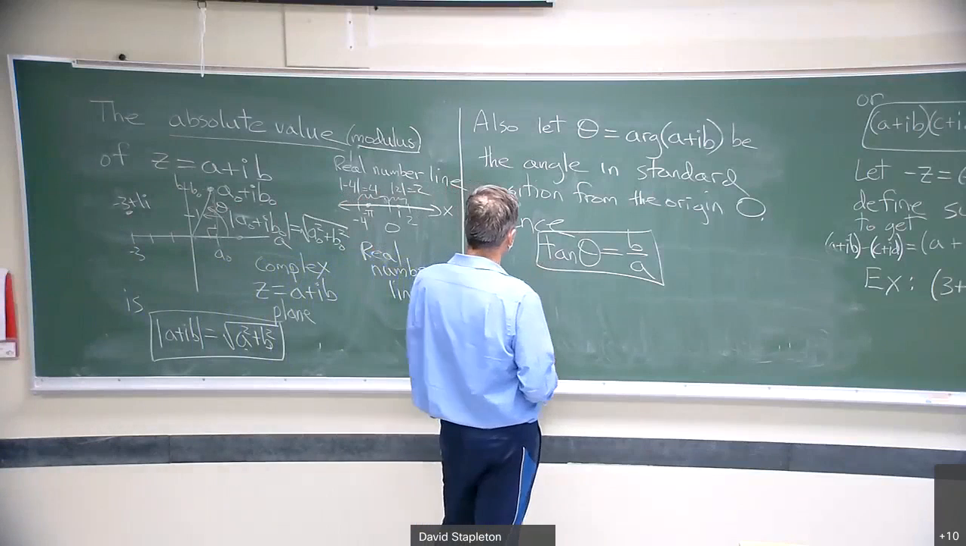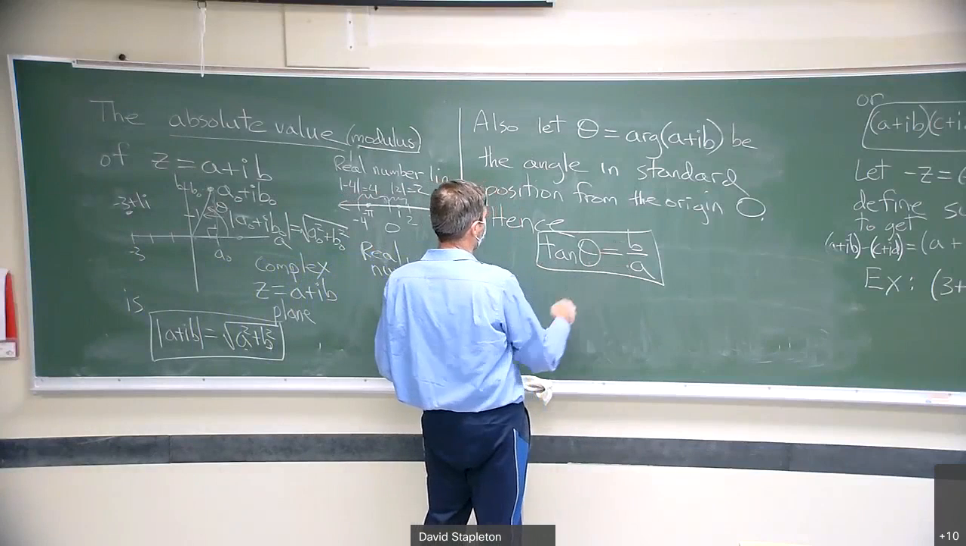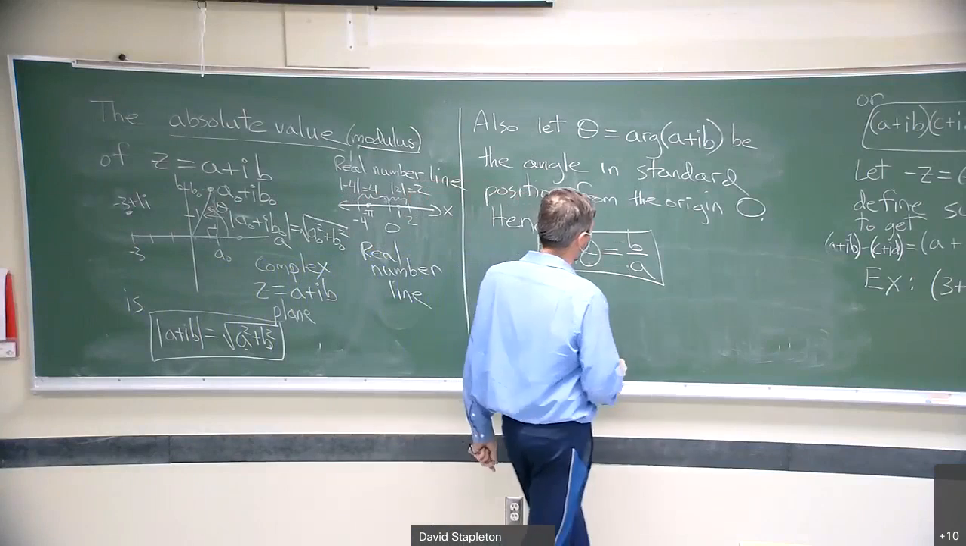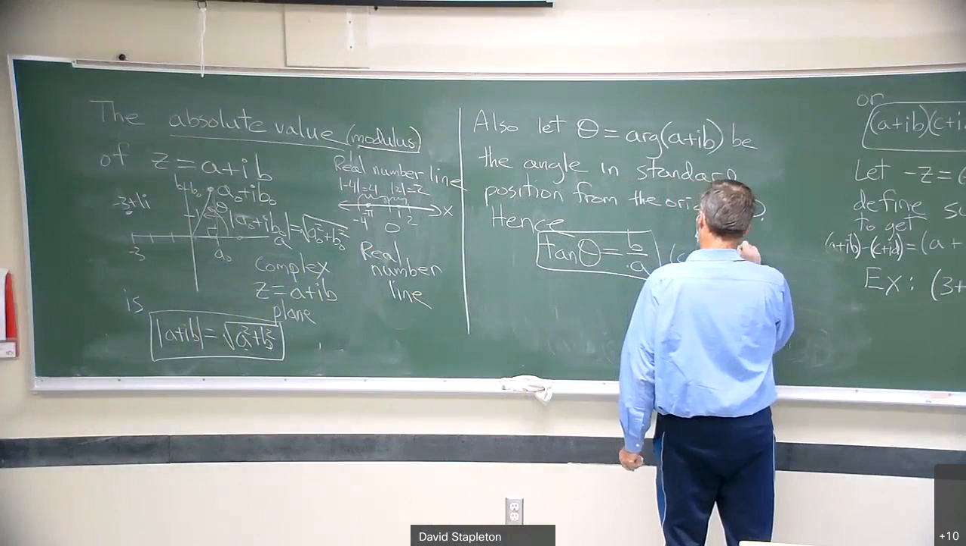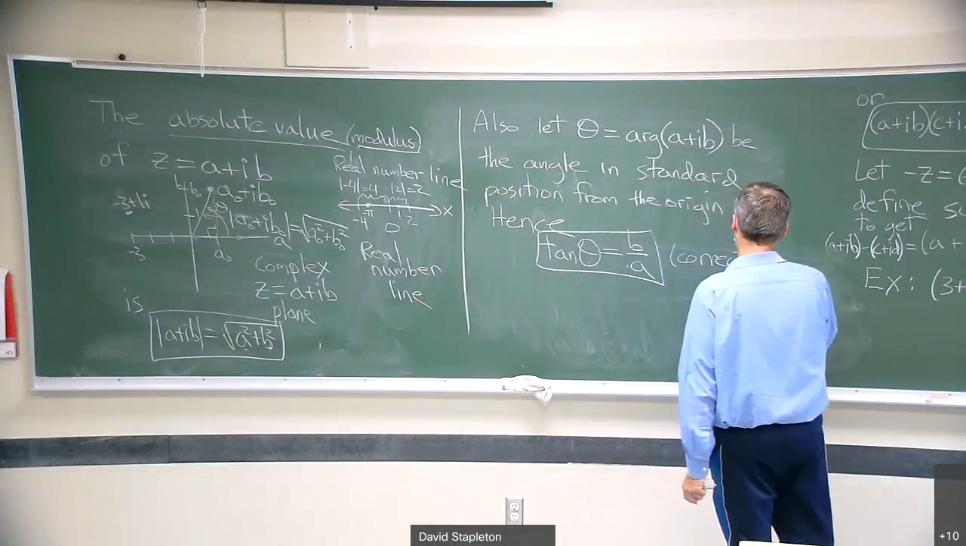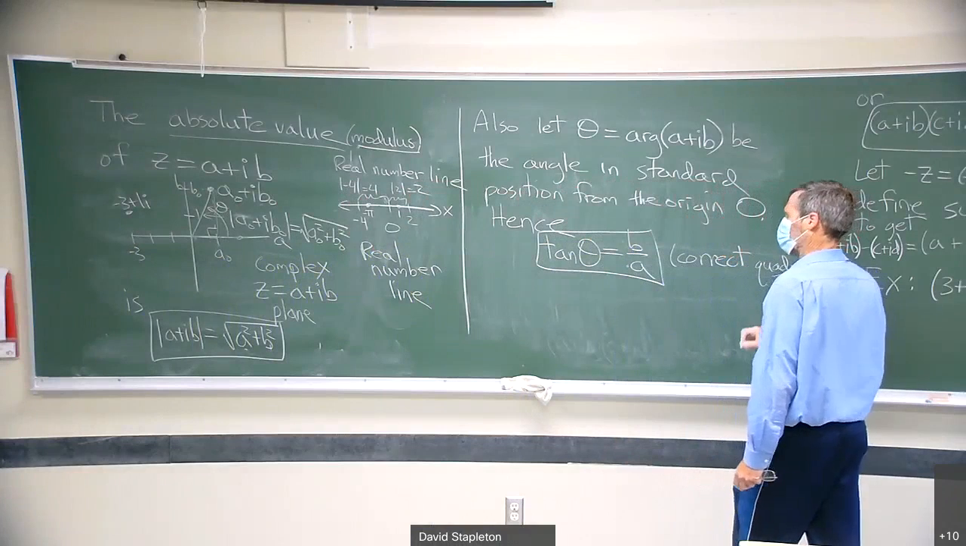Now, one thing, remember there are two different angles that have this ratio. One of them goes to a, b, and one of them goes to minus a, minus b. Which one shall we use? We have to put it in the correct quadrant. So you demand that theta satisfy tangent theta equals b over a and go into the correct quadrant. And if it's on an axis, the angle is obvious.